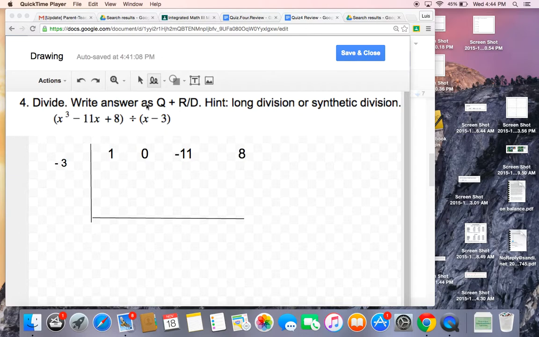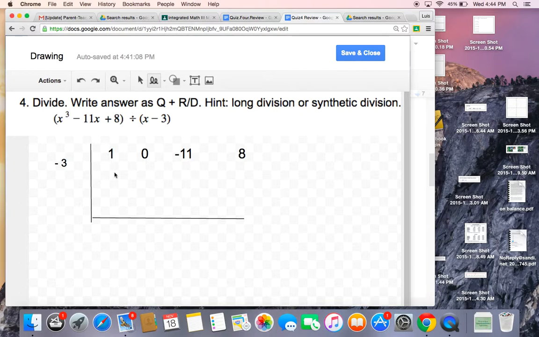Then I'm going to write my divisor, which is x minus 3, out here. But notice that instead of writing x minus 3, I just wrote negative 3, because I have x minus 3. So I just bring it over here as negative 3. Now I'm going to start with my division.